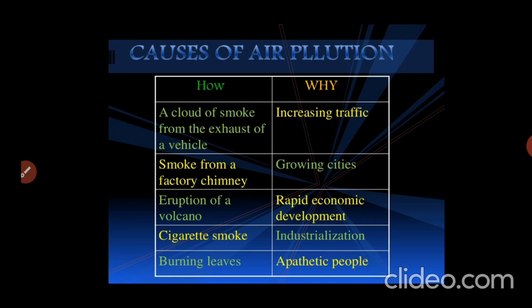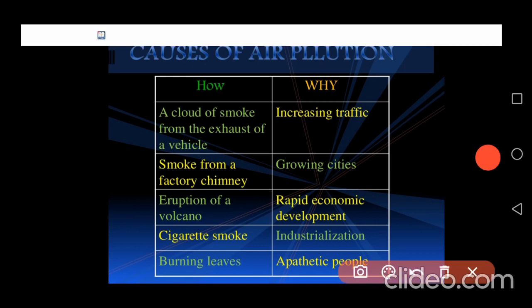First, you have to know what the main causes of air pollution are. The causes of air pollution are population, industries, and many harmful human activities. So let's know one by one. The first cause of air pollution is the increasing traffic, particularly a cloud of smoke from the exhaust of a vehicle.